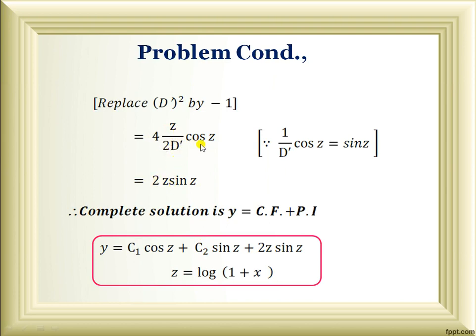2z times 1 by D' of cos z. 1 by D' means it is integration with respect to z. So integration of cos z gives sin z. The final answer is 2z sin z, which is our particular integral. So the complete solution is the complementary function plus the particular integral. You just add them together, and we will get the final solution. And finally, we must replace the z value. Initially we took z as log(1+x), and finally we need to replace that into this particular solution. This is our general solution of the given problem.